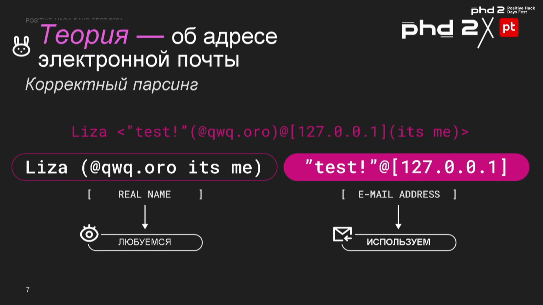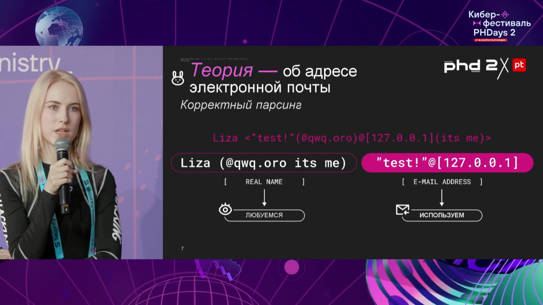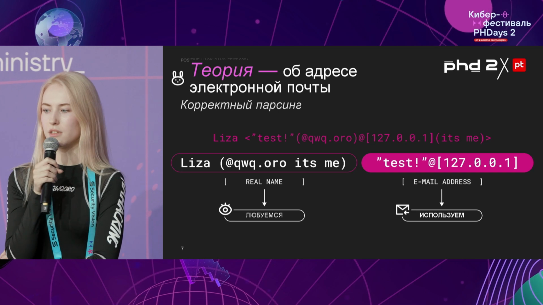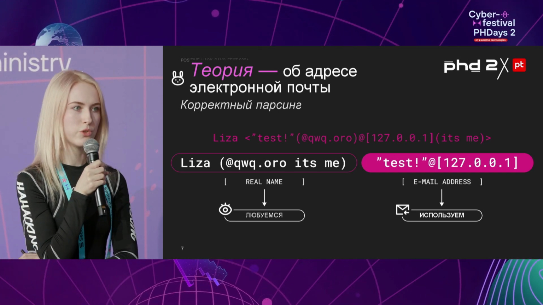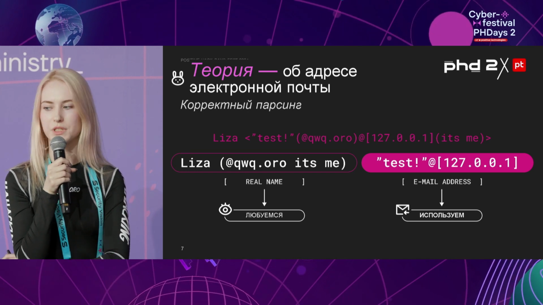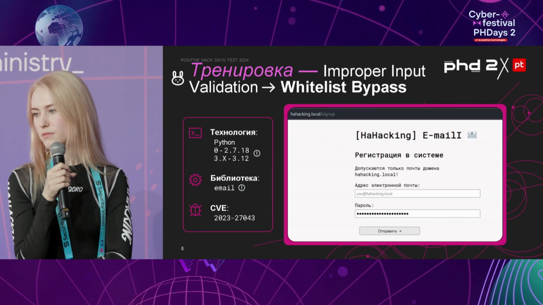If you parse this properly, it will split into two parts. The first one is the real name, which includes the displayed name and the comment in the address. So we just admire the real name, we show it to the user, and that's about it. And the second part is the address we'll need to use when interacting with the email server.